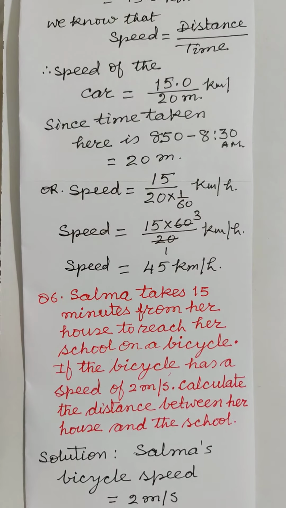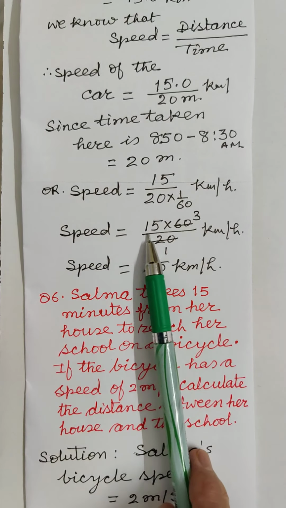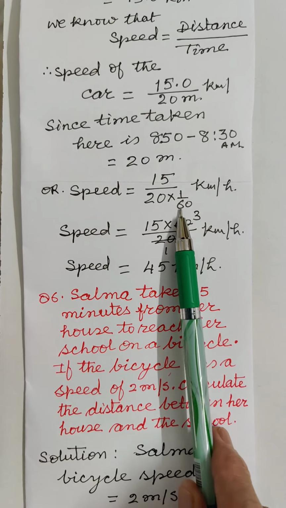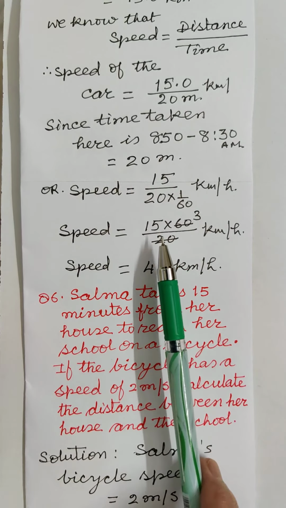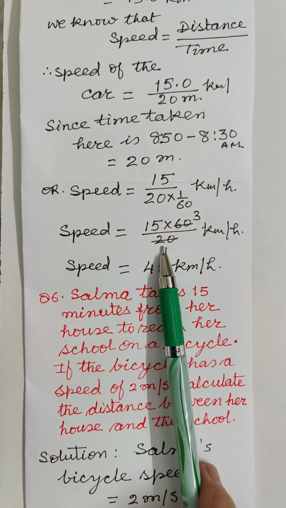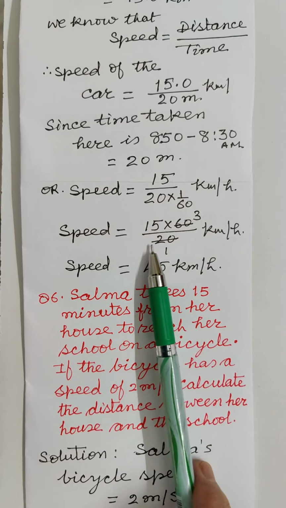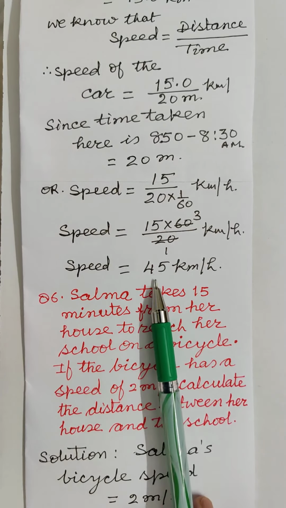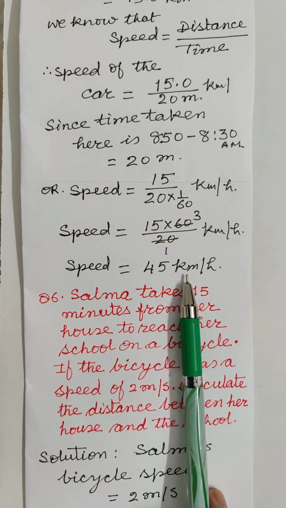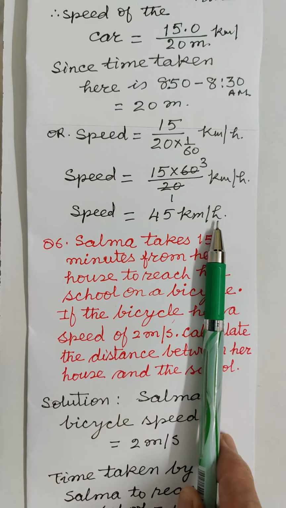So speed is equal to 15 into 60. This 60 will go in the numerator, and upon 20. 20 3s are 60. 15 3s are 45. So speed is now 45 km per hour.